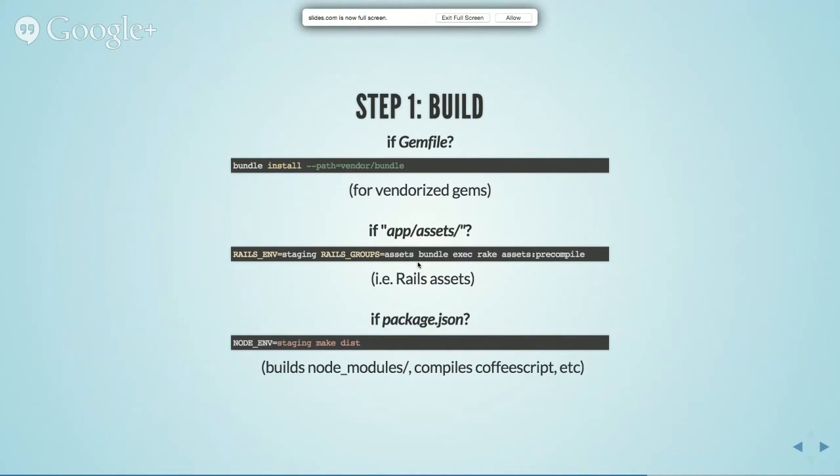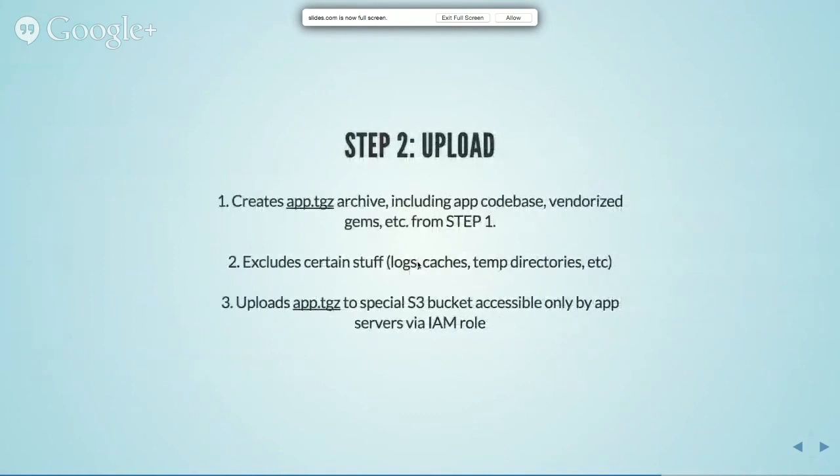So basically, it just introspects the directory and then figures out what it needs to run in order to get this thing built. Once it's built, it tars it all up, excludes stuff that you don't want to sync, like logs, caches, big things, etc., and then puts it in S3. Now, the bucket in S3 is secured with the IAM role I talked about before. So only EC2 instances that were booted through this autoscaling setup and associated to that role can actually pull these things down.